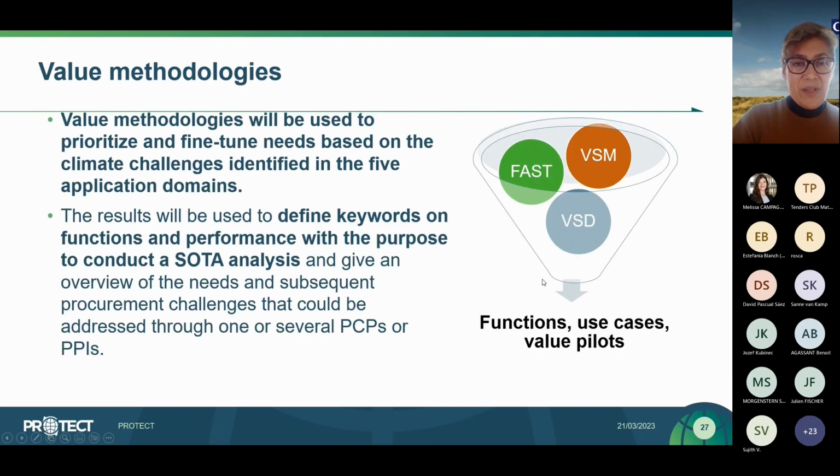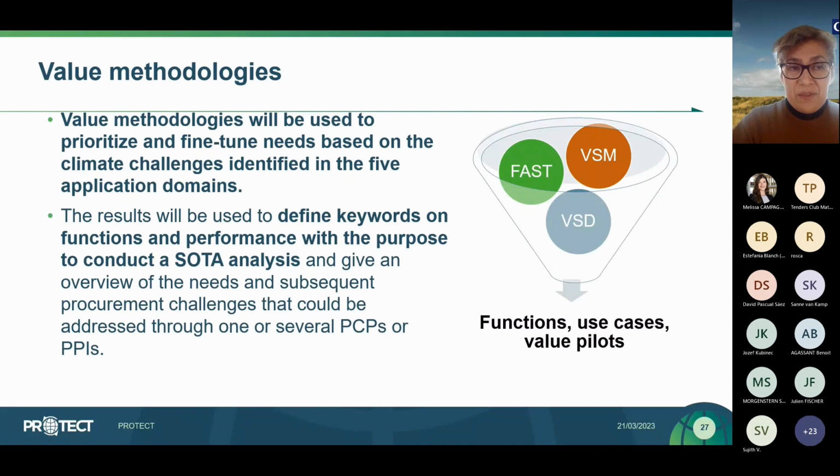So what are we going to do in these pain point workshops? We will try to use a light version of value methodologies to understand what the needs are, to prioritize them, and see what climate challenges you can identify in the 5 application domains. Following the definition of these needs and challenges, and the description of some use cases, we will define keywords that could help us conduct a state-of-the-art analysis to give an overview of the available solutions and the room for innovation for the subsequent procurement, following the pre-commercial procurement.